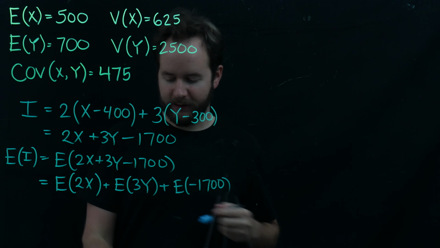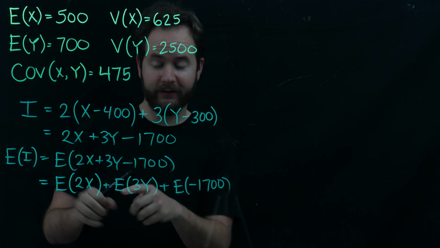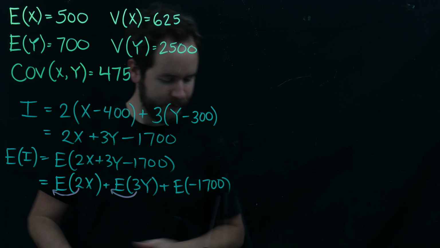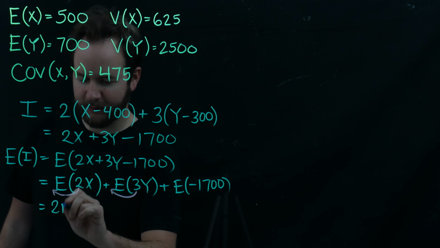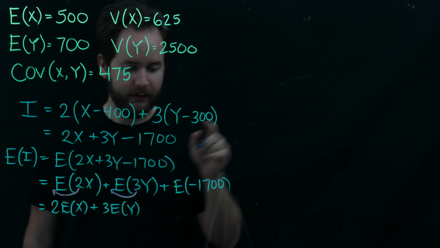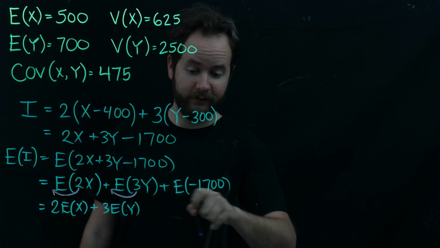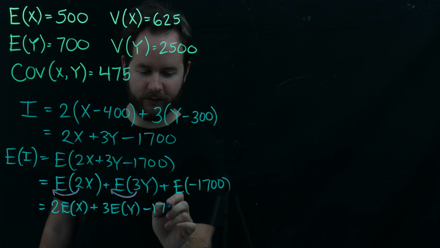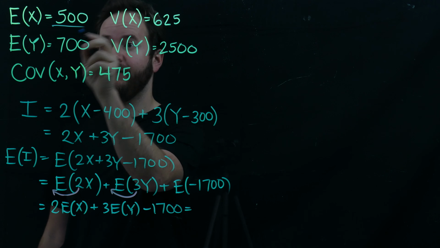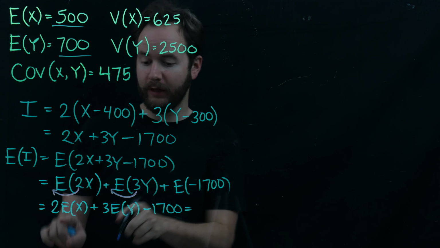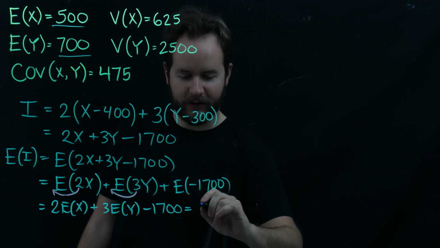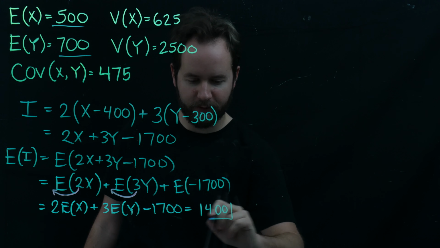The next thing we're going to do a couple things. The 2 and the 3, the constants that are sitting inside the expected value as coefficients of x and y, can come out in front of the expected value. So I can say 2 times the expected value of x plus 3 times the expected value of y. And the expected value of a constant is just that constant. So the expected value of negative 1700 is negative 1700. Now we're almost done because we have the expected value of x and the expected value of y up here. We'll just take these numbers and plug them into the appropriate places. So 2 times 500, 3 times 700, minus 1700 gives me 1400, and that is the farmer's expected profit.